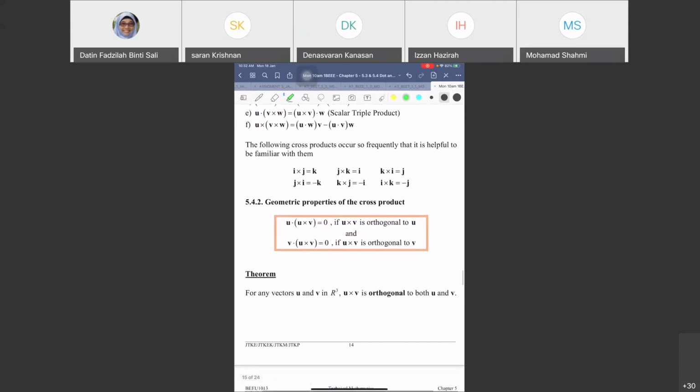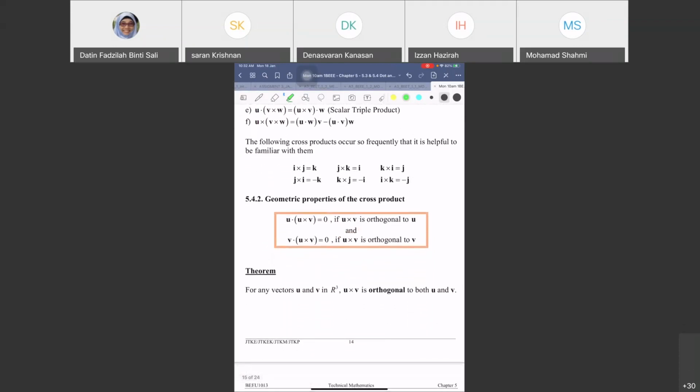Okay, there's another geometric property of the cross product which is also important to note, the one in the box. It says that u dot (u cross v) equals 0, since u cross v is orthogonal to u. And v dot (u cross v) equals 0, since u cross v is orthogonal to v. This is another important concept when it comes to orthogonal vectors, because it goes back to the understanding of the dot product last time.